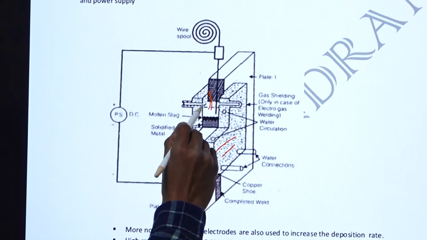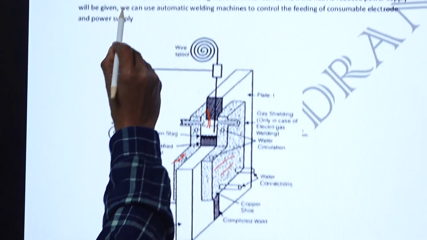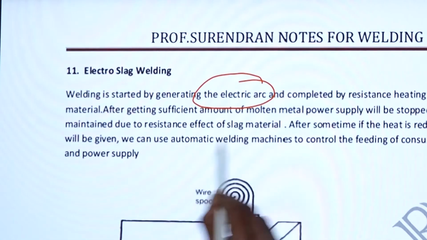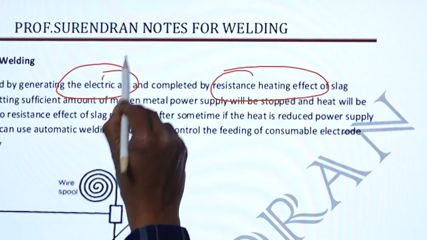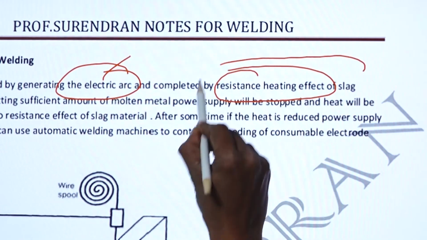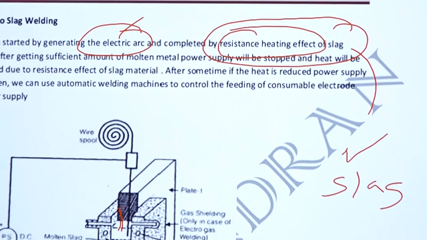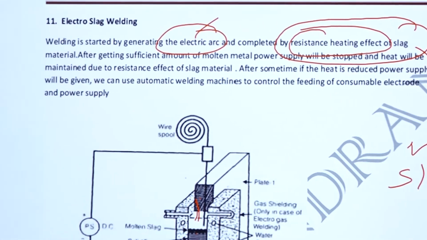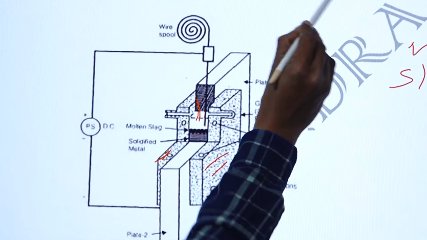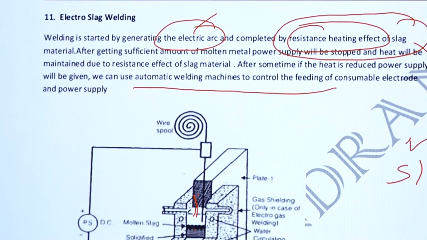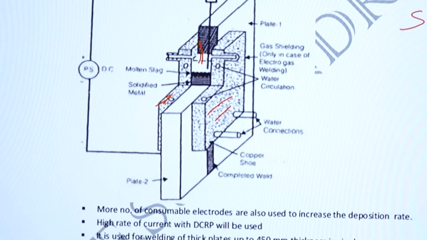Because of the slag heat, the metal gets heated and is able to join. So welding is started by generating the electric arc and completed by the resistance heating effect of the slag. Initially the arc is used and finally the slag comes into the picture. With the help of slag only they are joined. After some time, a reduced power supply is given, and an automatic welding machine controls the feeding of the consumable electrode. With the help of slag heat, the metal can be joined. Hence it is called electro slag welding.